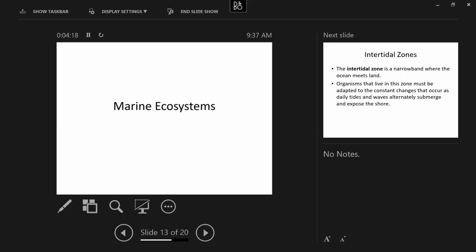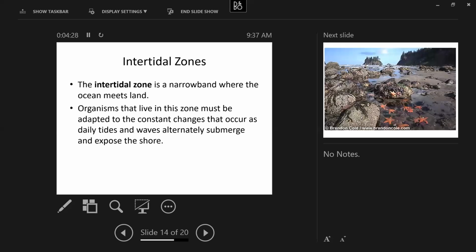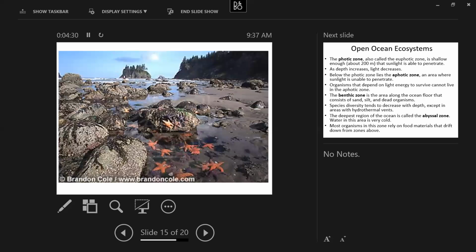Okay, so if you see the word marine ecosystem, what type of water are we talking about now? Salt water only, okay? So we have intertidal zones. These are where the ocean is gonna meet the land. Any organisms that live here have to be adapted to the tides going in and out, meaning they can survive above water and below it. So obviously they're going to be fit for their environment there. Starfish are an example, there's sea urchins, stuff like that.